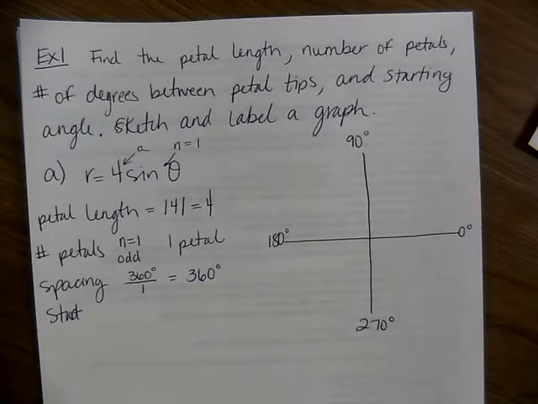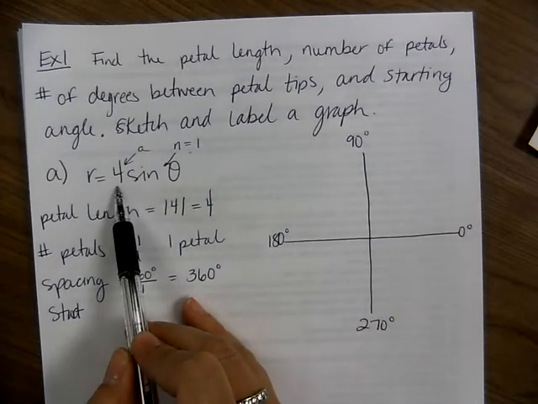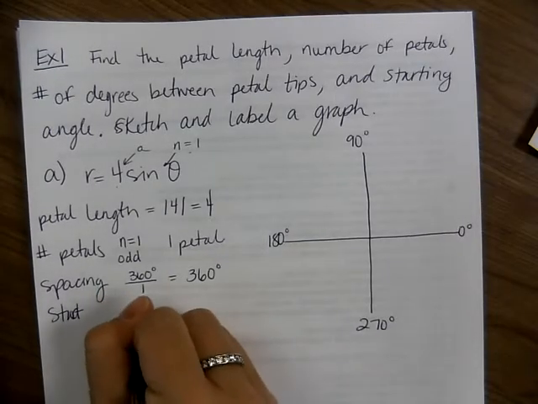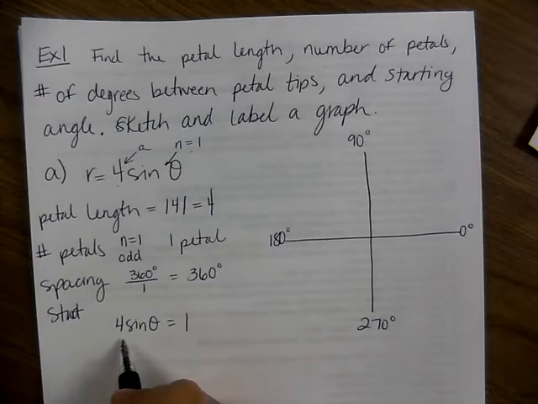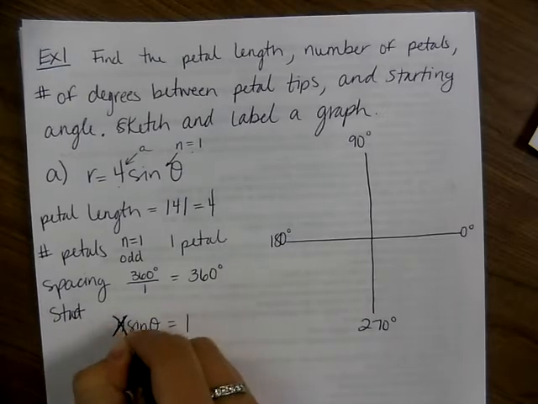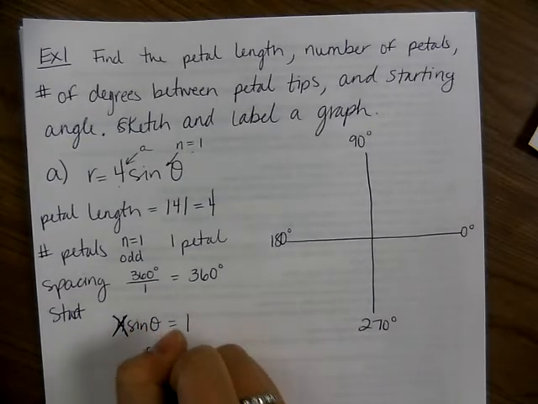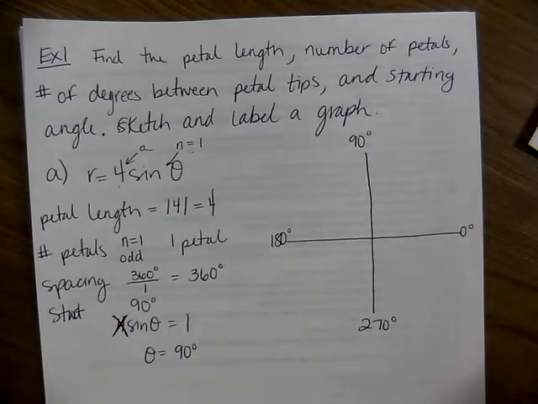Now for the start, we have to go back to our rules. So n was odd, it was 1, and A was positive, so we're looking at rule 3. It says that we're going to take this 4 sine of theta, and set it equal to a positive 1. And now we just have to find theta. Oh, I'm sorry, you don't take A. So we just take sine of theta, set it equal to 1. This is a lot easier, right? Because where is sine 1? Think about your unit circle. It's at 90 degrees. So that means that our petal is going to start at 90 degrees.